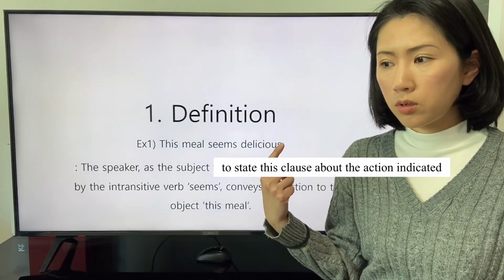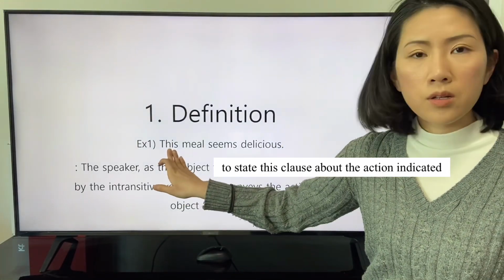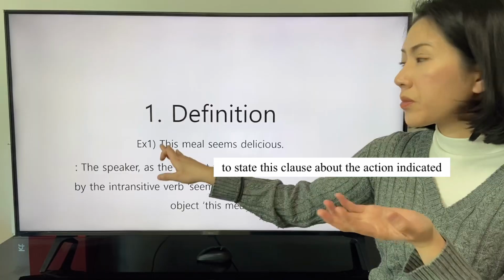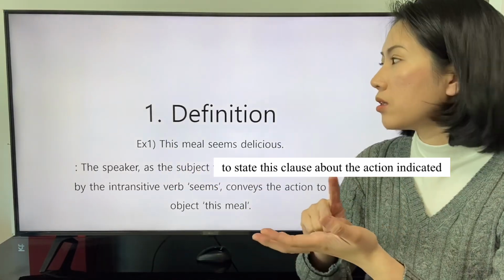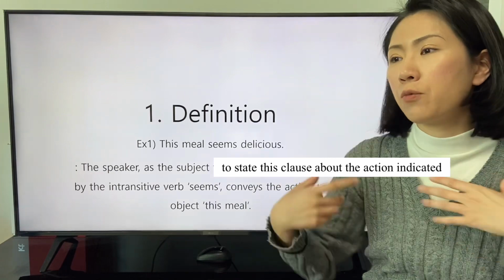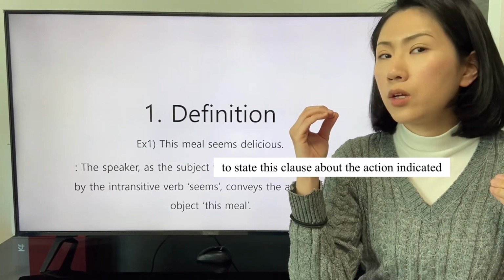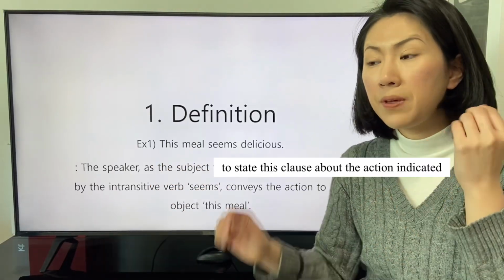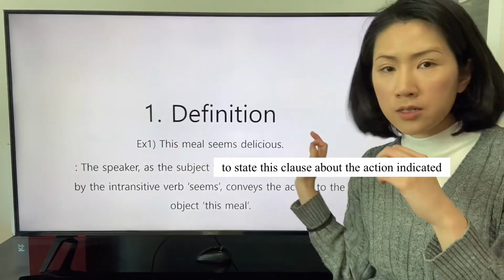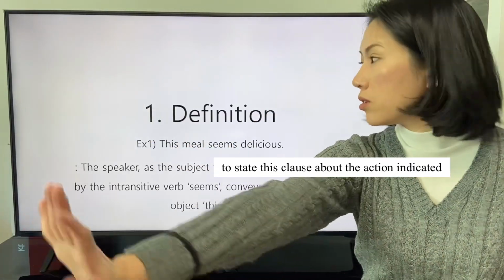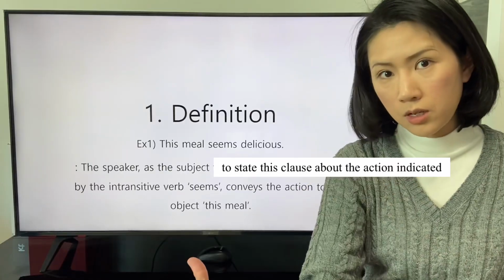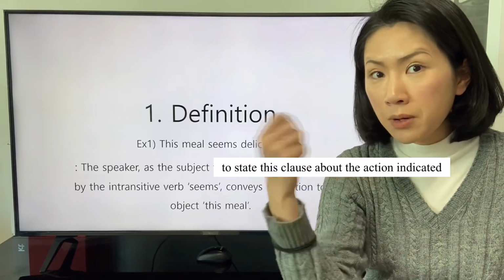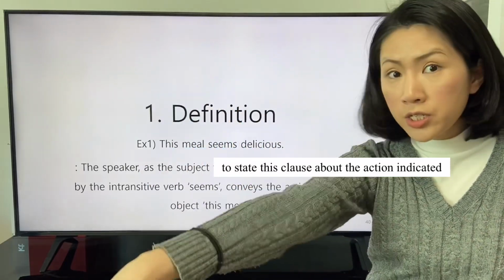Who sees the subject, this meal? The speaker sees the object, this meal. We can think of the relationship between the speaker and the object, this meal. Before the speaker states this clause, the speaker and the subject, this meal, confront each other. Then the speaker, as the subject of the statement, describes the condition of the object.